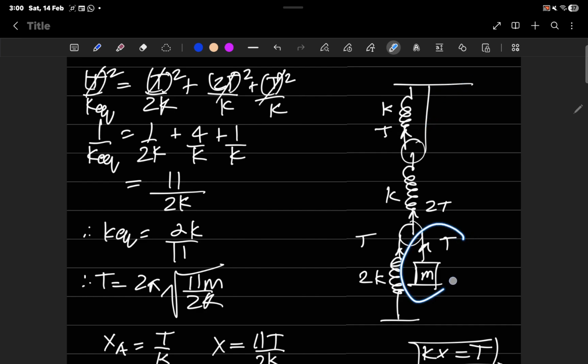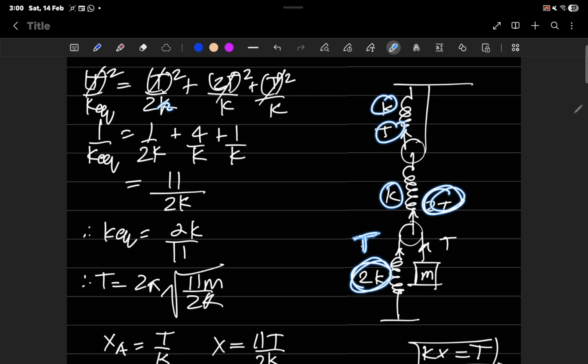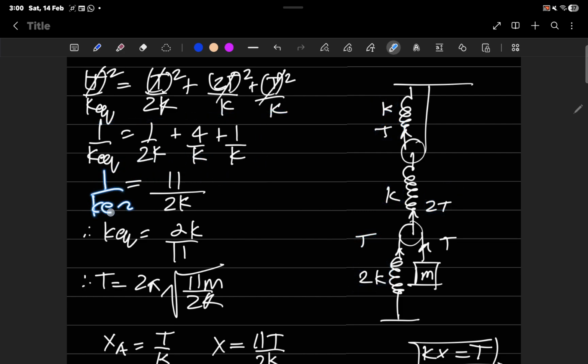Since we have to replace everything over here, we write K effective over here and T effective over here. T effective is just T, and we have to only include the coefficients because the T will get cut anyway. So I've written it over here. T whole square upon K equivalent is equal to this T over here and 2K, then 2T whole square over K, and then T square over K. I've written this over here and calculated, and we get 1 upon K effective is this. Therefore K effective is equal to this.